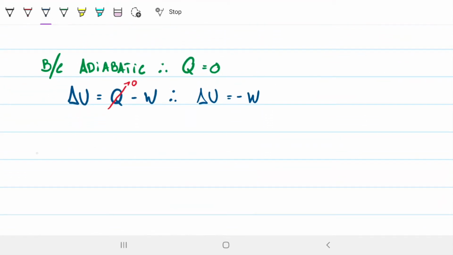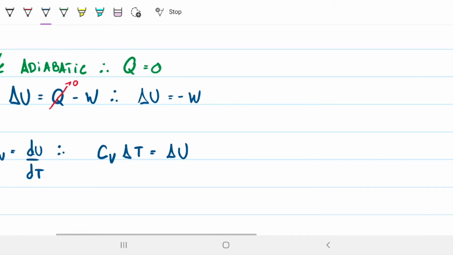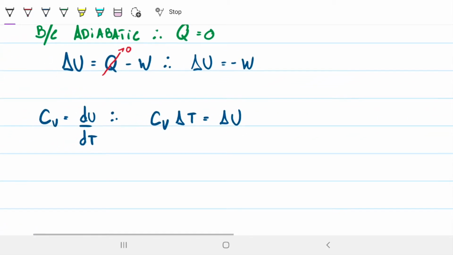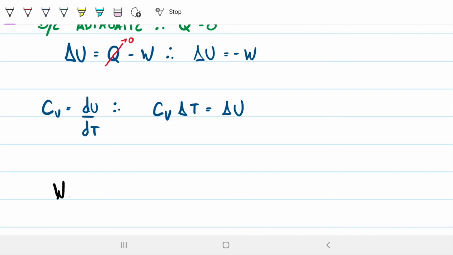And we can find delta U quite easily because this is an ideal gas, right? So again, same thing we talked about before. C_V is the derivative of how du changes with T. In this case we can integrate the whole thing, and we're left with C_V delta T equals delta U. We can do that when it's an ideal gas and when C_V is not changing with temperature, when it is considered constant. So that means that for work, we can do first from 2 to 3.